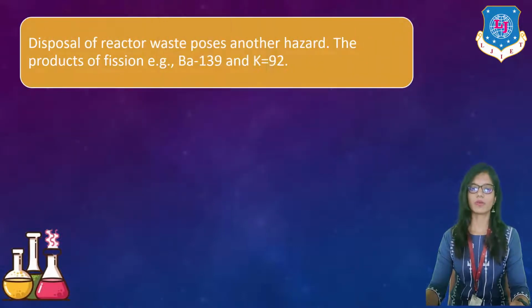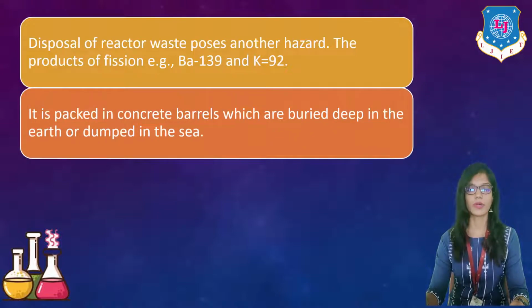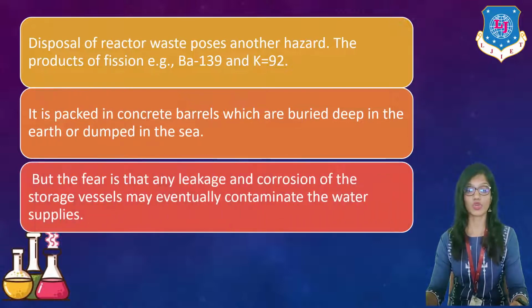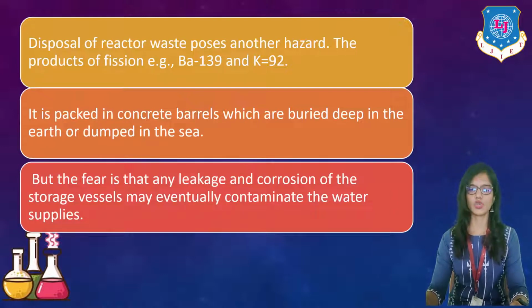Disposal of reactor waste poses another hazard. The products of fission, for example Ba-139 and Kr-92, cannot be destroyed. They are radioactive in nature, and are generally packed in concrete barrels which are buried deep in the earth or dumped in the sea. But the fear is that any leakage and corrosion of the storage vessels may eventually contaminate the water supplies and the whole environment. So it will cause a huge accident if any leakage occurs there.